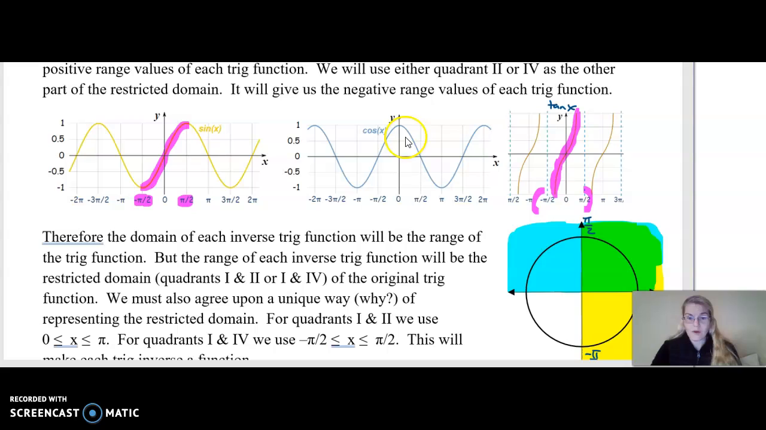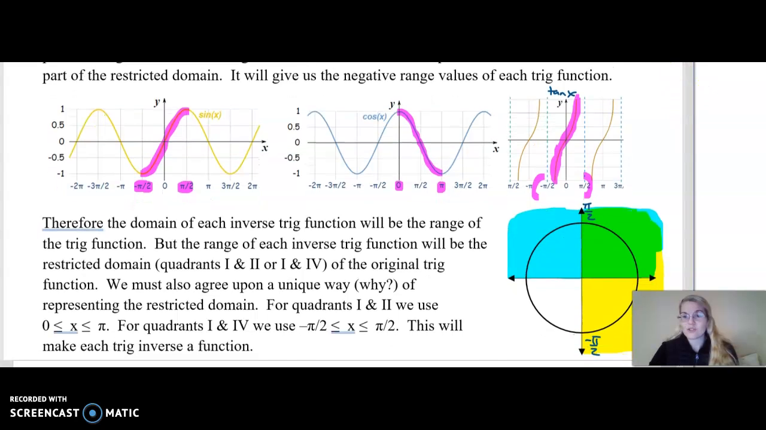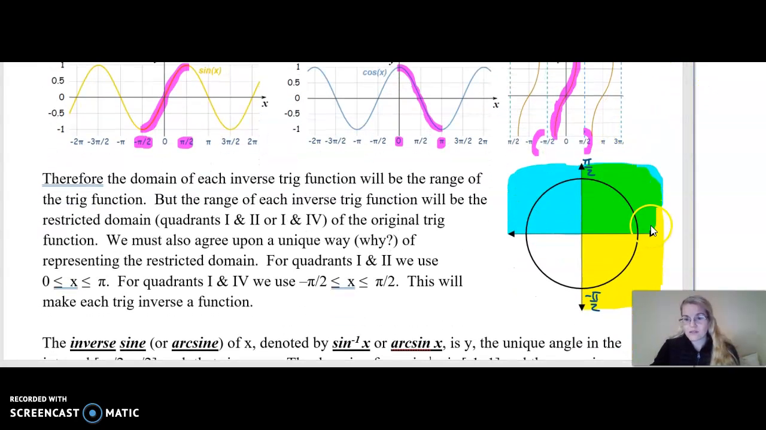Now, cosine, however, from 0 to pi over 2, it is positive. But if I were to use negative pi over 2 to 0 also, that's not one-to-one. So for cosine, I want to restrict the domain of cosine to be from 0 to pi, and that's going to put me in quadrants 1 and 2 for my cosine. So from 0 to pi. So you can see it kind of color coordinated there.